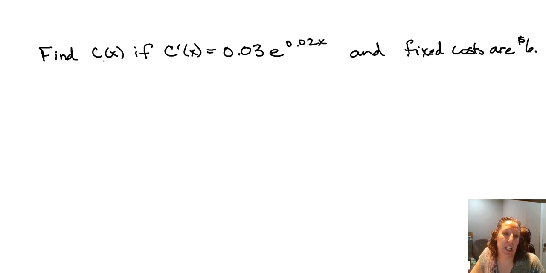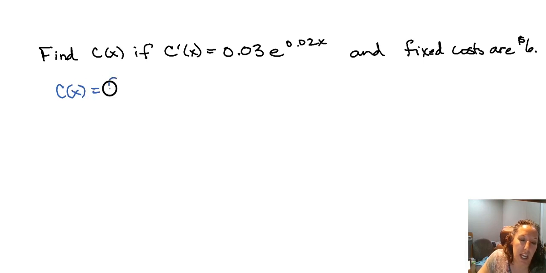So here we are finding the cost function c of x if our marginal cost, c prime of x, is equal to 0.03 e to the 0.02x, and our fixed costs are $6. So just like we started out in the last one, our c of x is going to be equal to that antiderivative of our marginal. So the antiderivative, or the integral of 0.03 e to the 0.02x with respect to x.